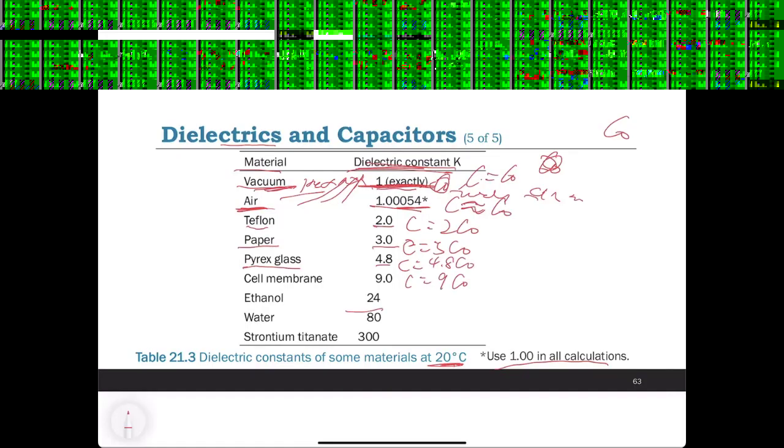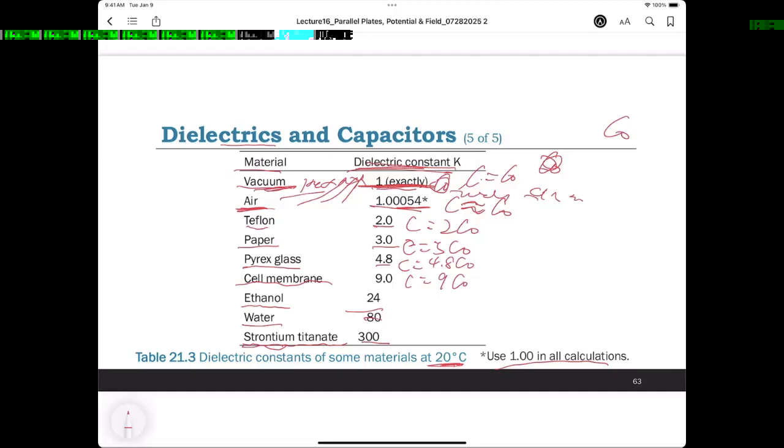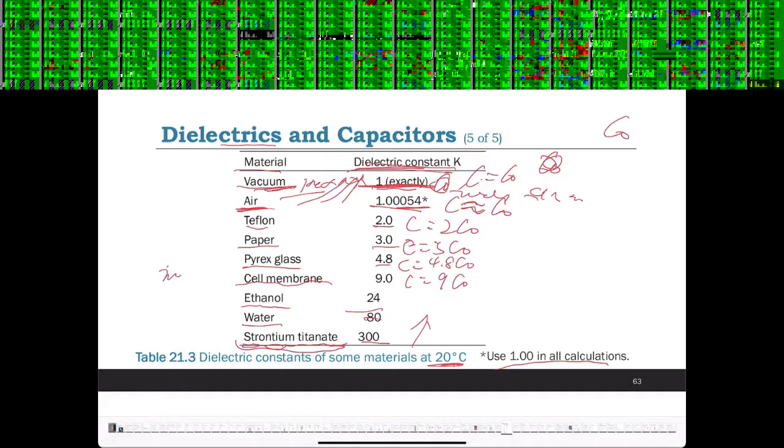This is a cell membrane, and ethanol and water, and strontium titanate. It is 300. Which means if you want to increase the capacitance of a capacitor, you can insert this material inside the capacitor to increase the capacitance. That makes sense to you?